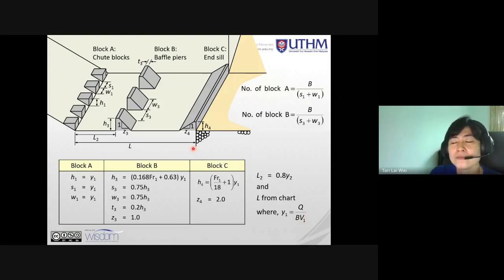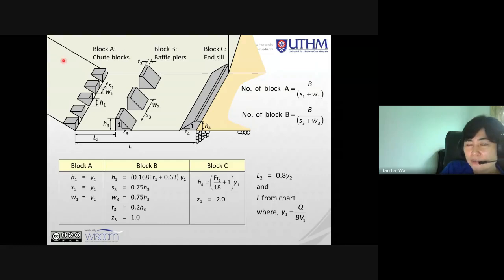Alright. Now, L2 will be based on Y2, which is 0.8 times Y2. By now, you should know Y2 will be the depth after hydraulic jump, because you have high velocity flow that comes down, and then after this, you have low velocity or low energy flow that goes out. So there definitely would be hydraulic jump, because you know that when a flow loses energy, there would be hydraulic jump that occurs, all right?